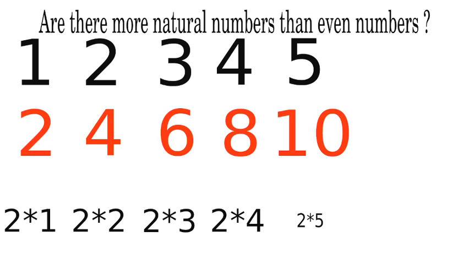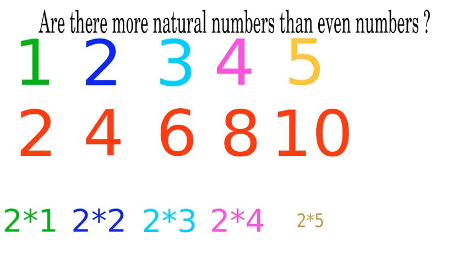Now if you compare the even numbers with the natural numbers, you see for the first natural number there is a corresponding even number, 2 into 1. For the second natural number there is a corresponding even number, that is 2 into 2, right? So we have something like this: 1 corresponds to 2 into 1, 2 corresponds to 2 into 2, 3 corresponds to 2 into 3, 4 corresponds to 2 into 4, and 5 corresponds to 2 into 5, right?